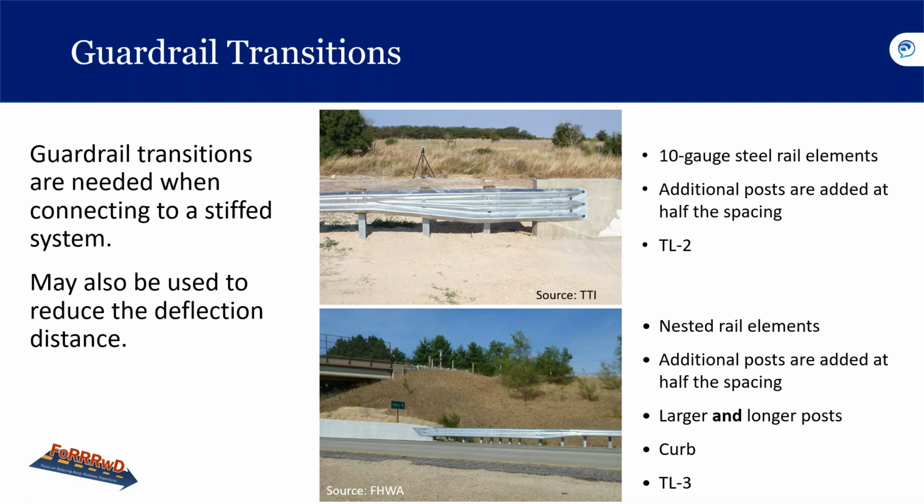This is a MASH TL-2 transition up here at the top. The concrete parapet is a 36-inch single slope bridge rail. And there are several transitions that have been tested for 31-inch guardrails in a TL-3 rail transition. There was an FHWA eligibility letter, and it's discussed in NCHRP 350 and in MASH.